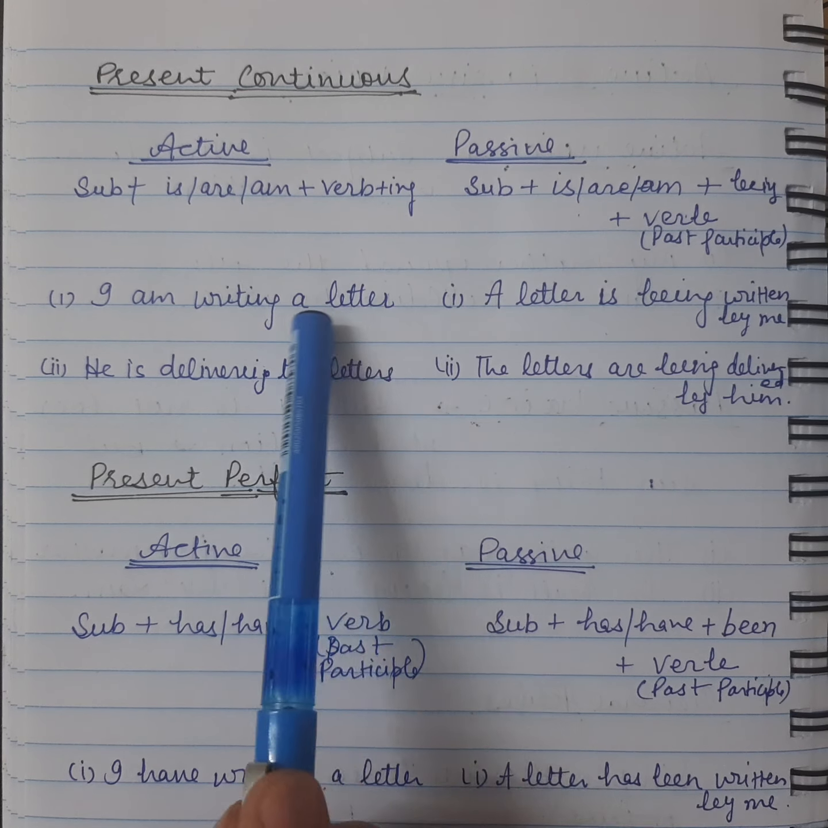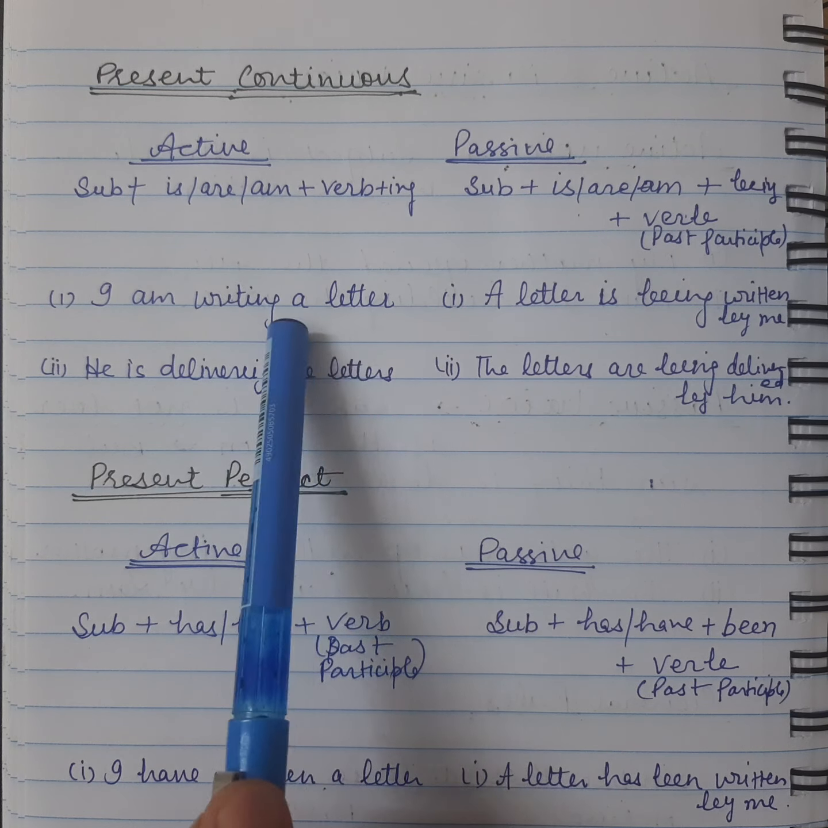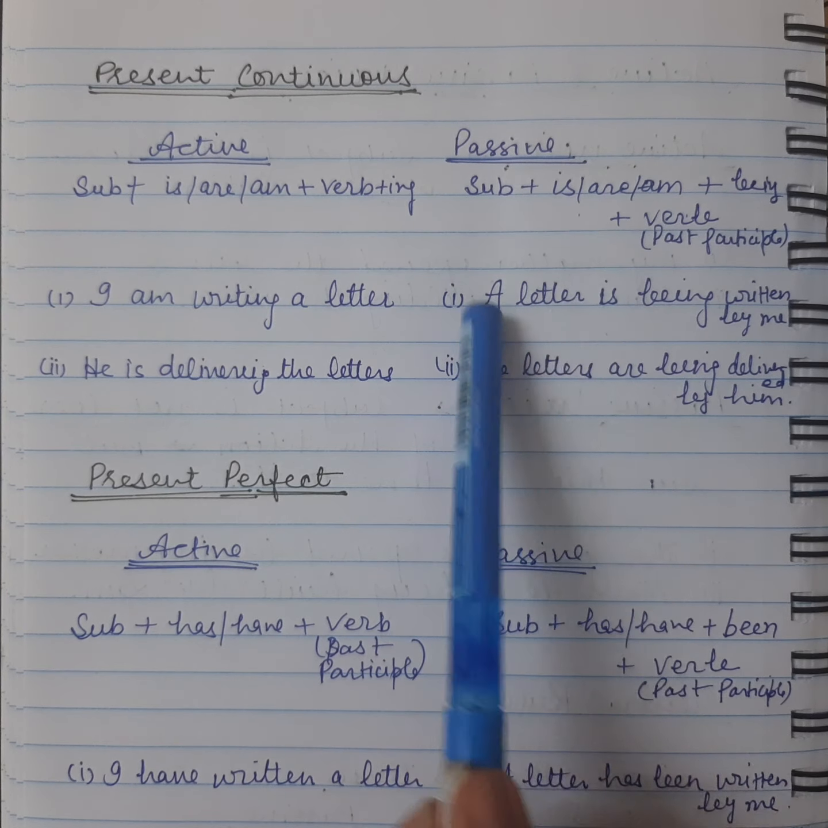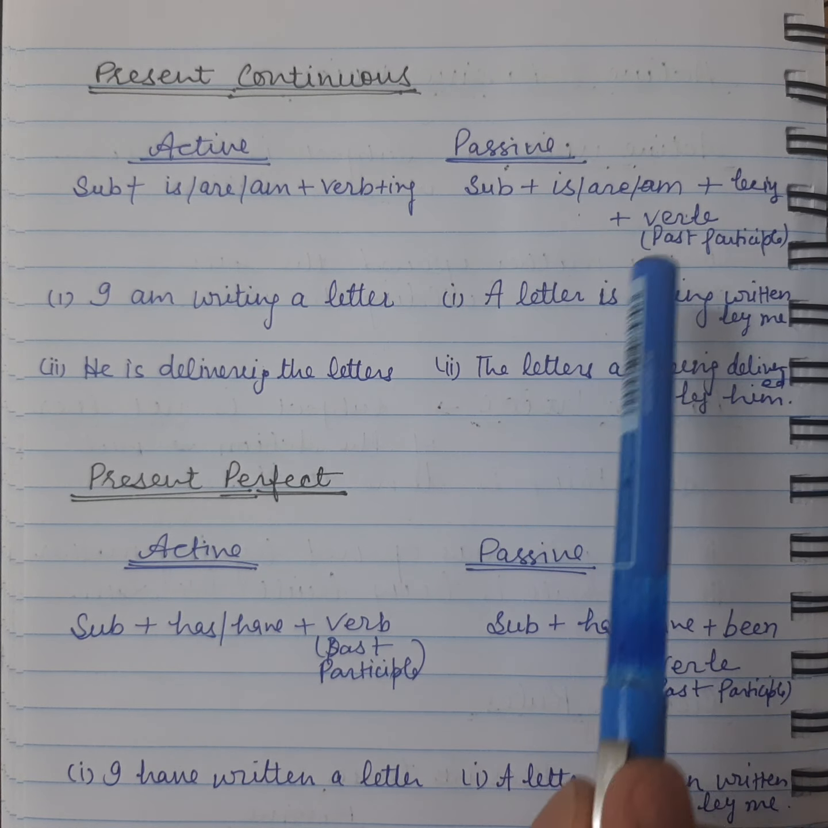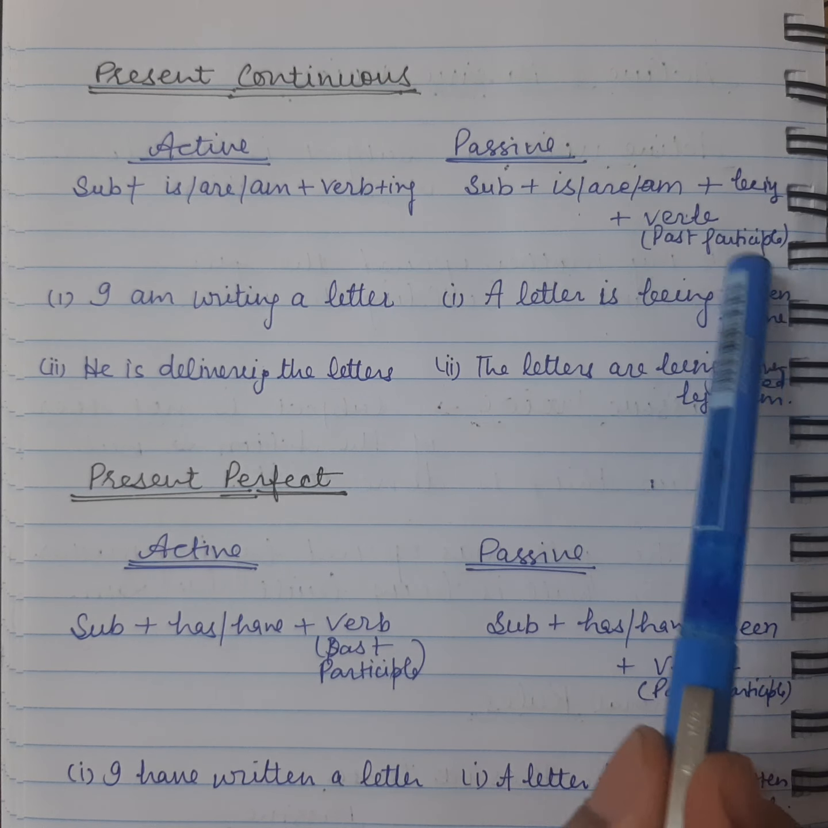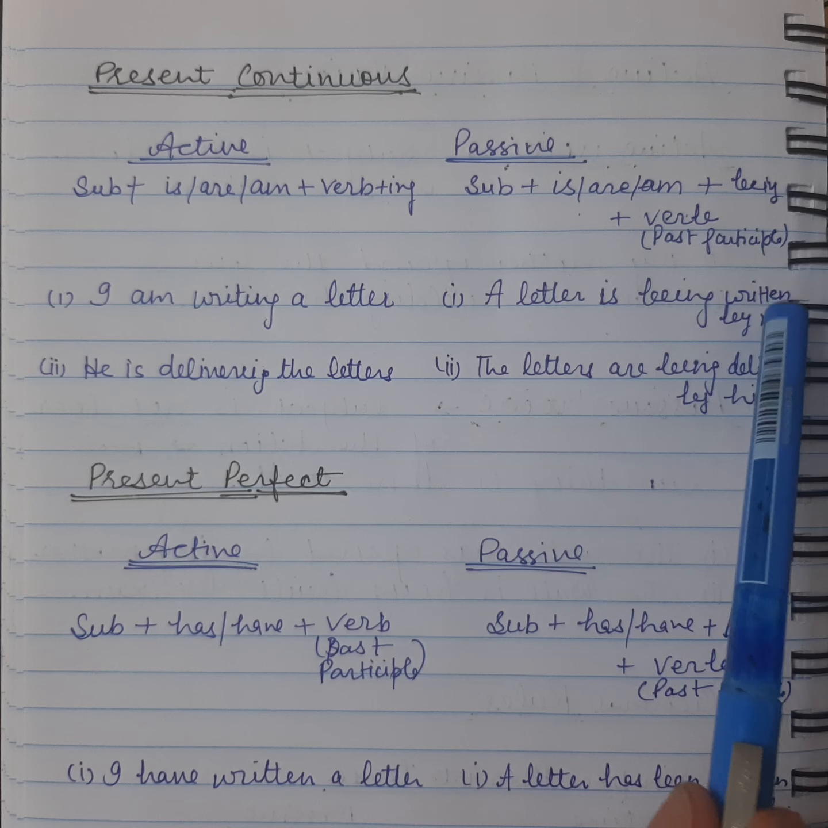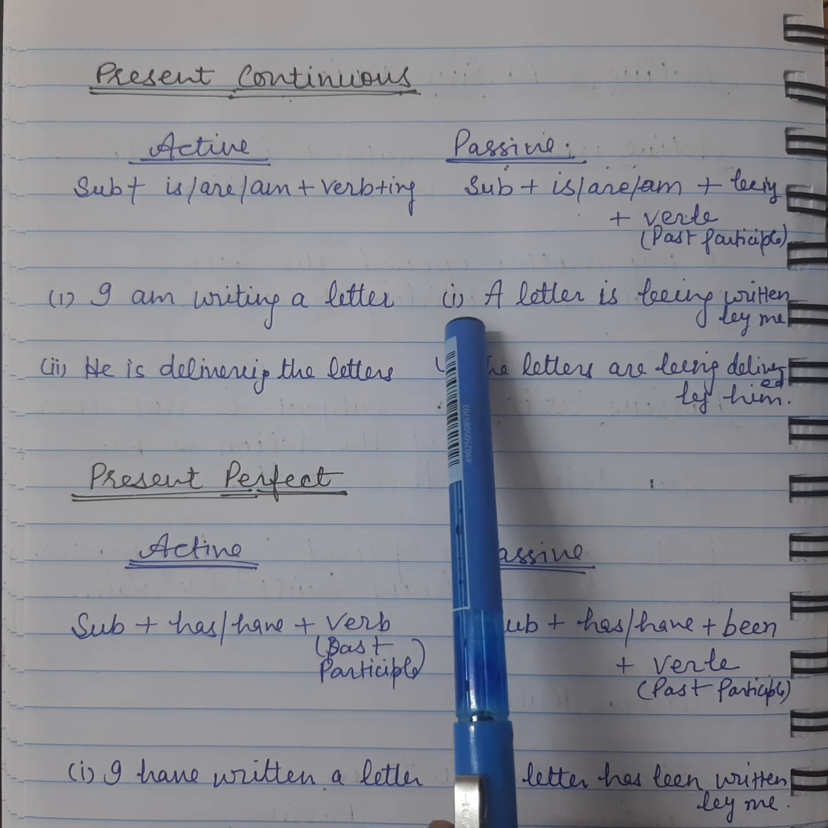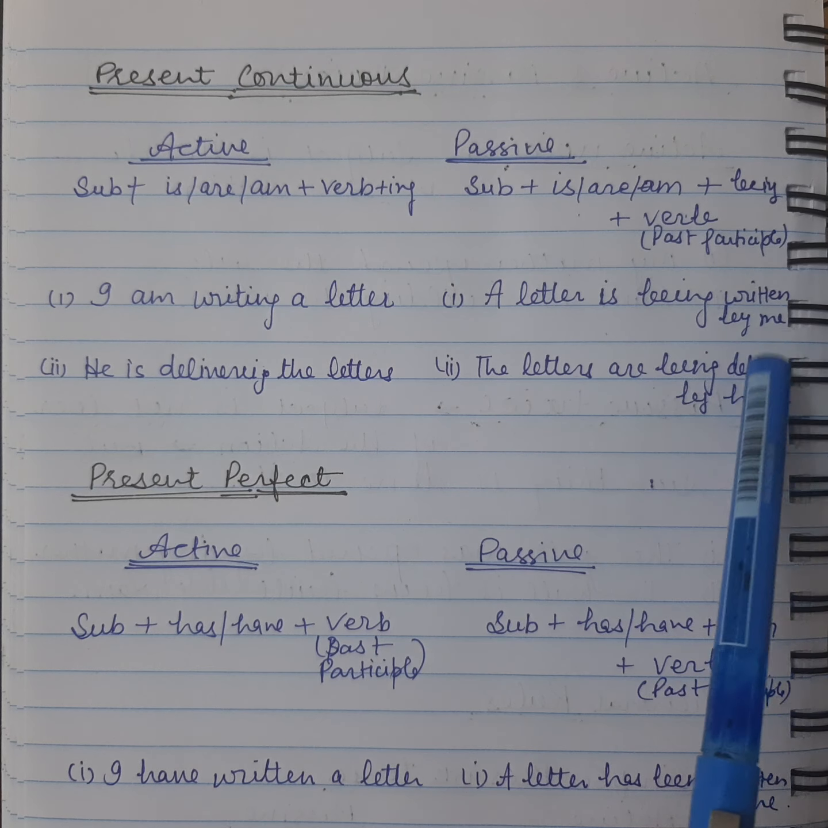So here a letter will become the subject in passive voice. Then it's singular, we'll use is, and then we'll add being, and then the past participle of the verb write, which is written, and then I will become by me. So a letter is being written by me.